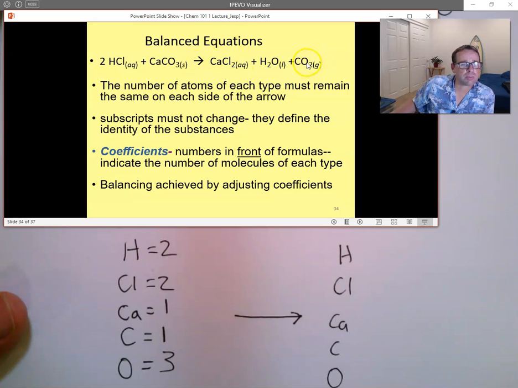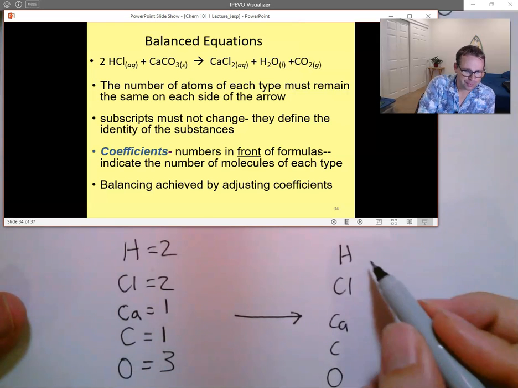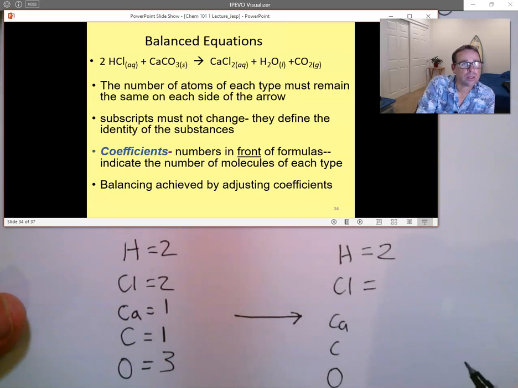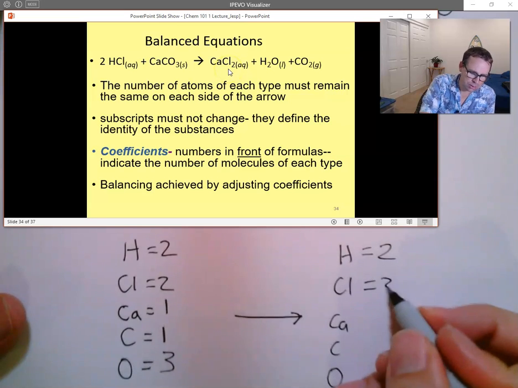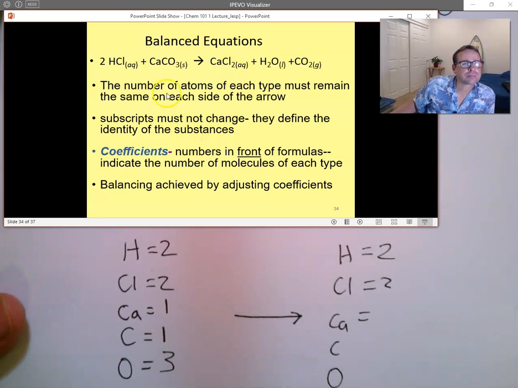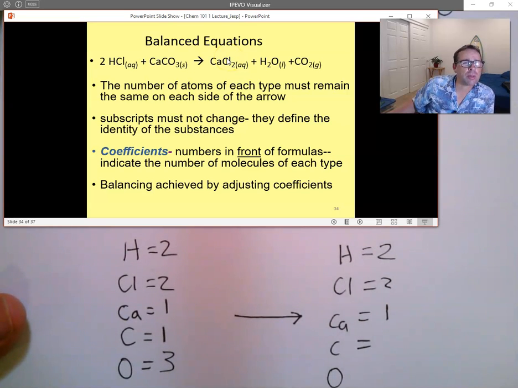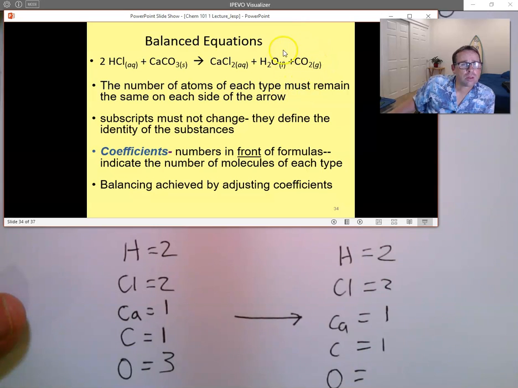Now let's look on the right side of the equation and see if we have the same number of elements on this side. How many hydrogens? 2. Very good. Chlorines? 2. Yeah, 2 chlorines. How about calcium? 1 calcium. Good. How about carbons? 1 carbon. And how about oxygens? 3. Yeah, 1 here, right? And then 2 over here.